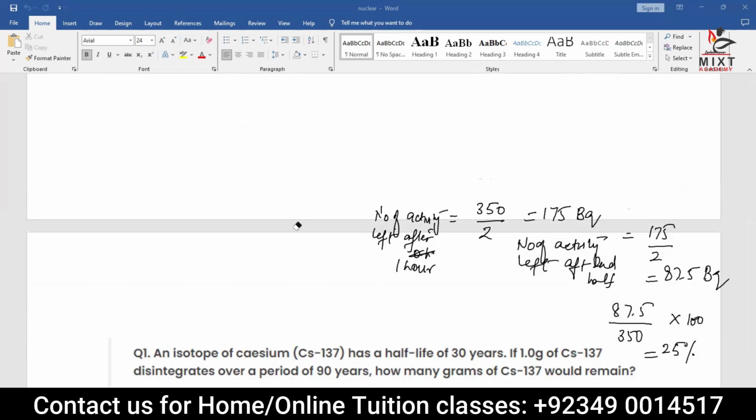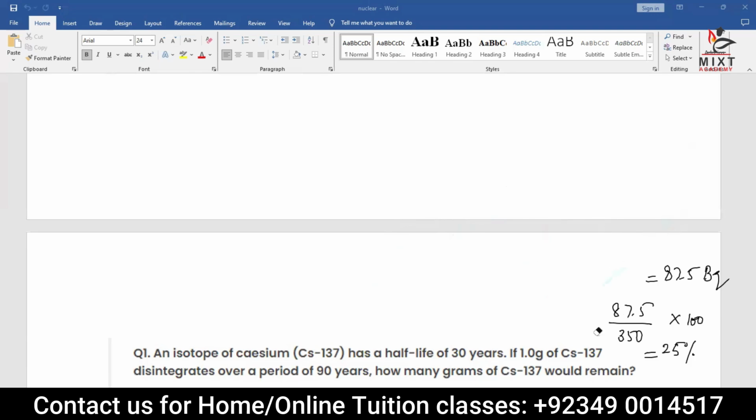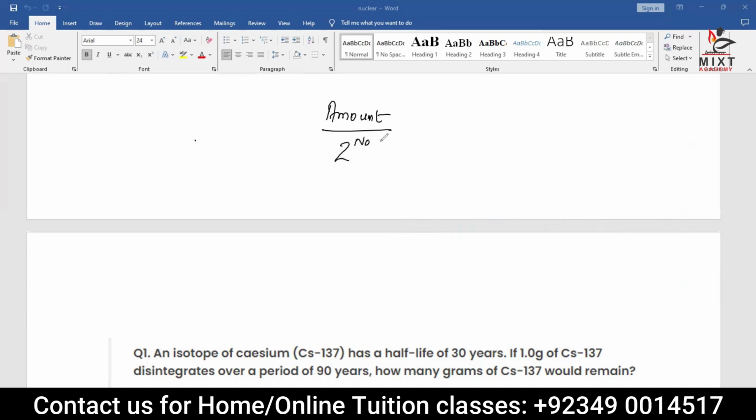Now, this is interesting. You keep on dividing by 2, dividing by 2, dividing by 2. If there are two half-lives, that's fine, you divide 2 times. But what if you have 5 half-lives or 10 half-lives? Will you keep dividing by 2? So we will have a formula. Amount divided by, rather than 2, we will put 2 to the power number of half-lives, and that is equal to amount left. This is the formula we will be using.